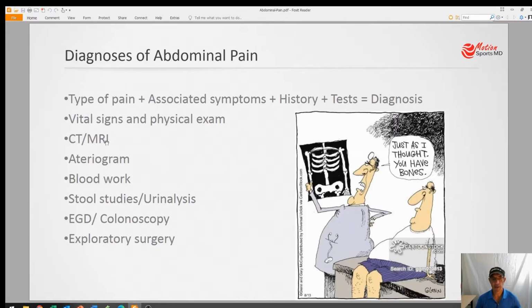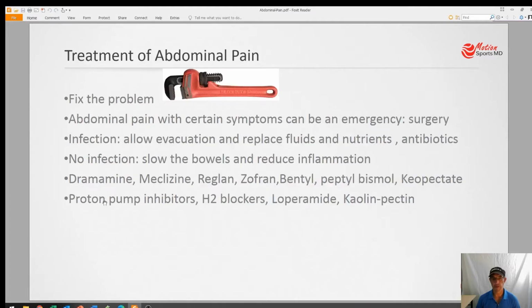And then we may do testing such as a CAT scan, MRI. They might do an arteriogram, which is a test where they shoot dye up into the arteries. They'll obviously do blood tests. There may be stool studies, such as for blood, but also for infections, urinalysis, and then down the road they may do an esophagogastroduodenoscopy, which is an upper endoscopy. They could do a colonoscopy, and then finally they may do exploratory surgery.